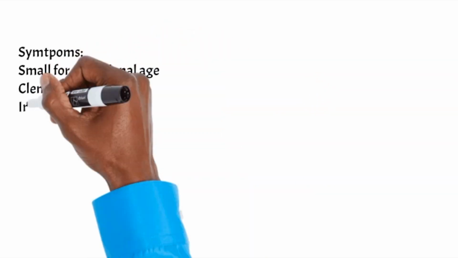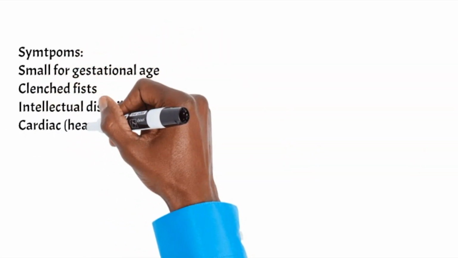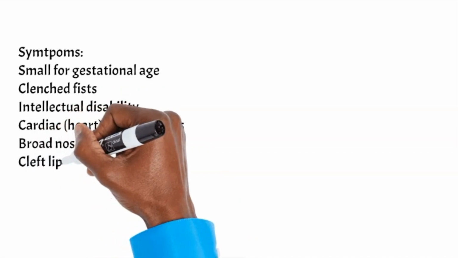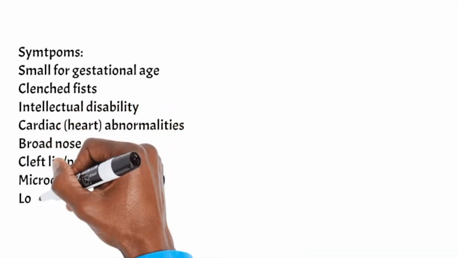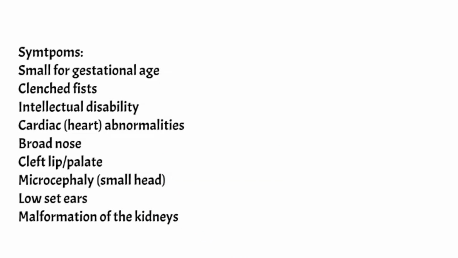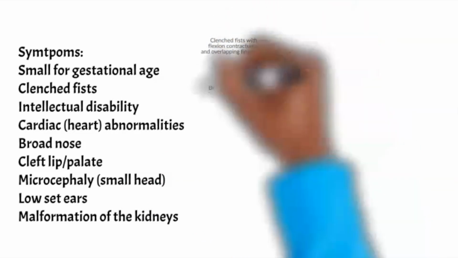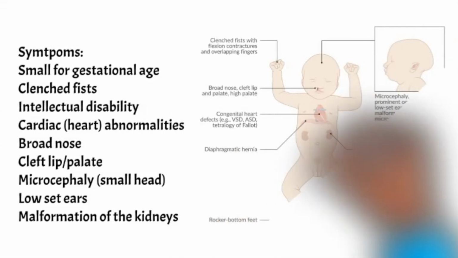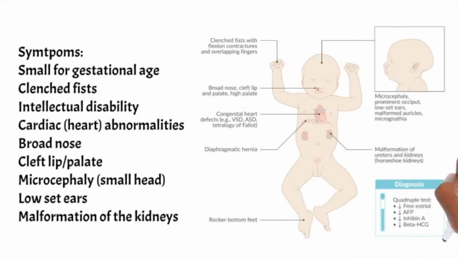Symptoms of trisomy 18 include small for gestational age, clenched fist, intellectual disability, cardiac or heart abnormalities, broad nose, cleft lip or palate, which is a break in the palate, the upper part of the mouth, microcephaly or small head, low set ears, malformation of the kidneys, as well as so many other symptoms that are not included in this list.